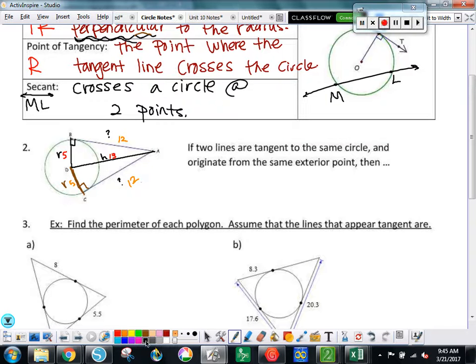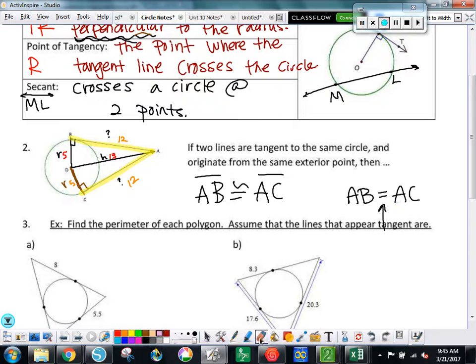It says if two lines are tangent to the same circle and originate from the same exterior point, then these two segments are what? Are the same. Then, let's call it AB, is congruent with AC, meaning their measurements are equal to each other. So if they're equal, then you can do a lot of problems with the idea that it's equal. If this is 12 and this is 3x, could you solve for x? Yeah, x equals what? 4.